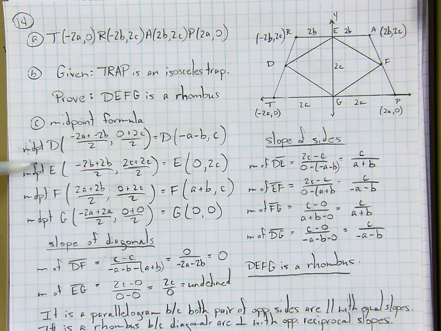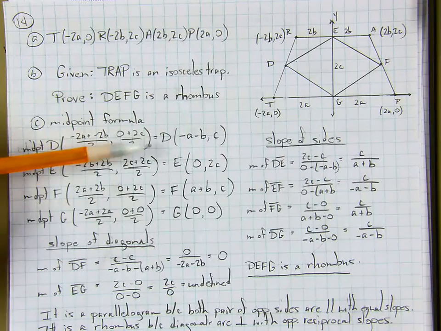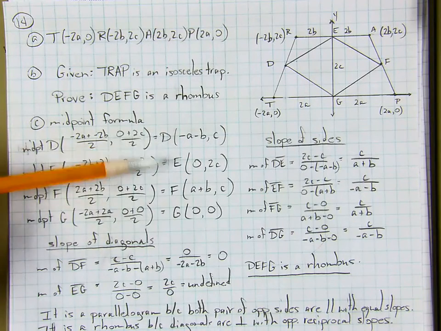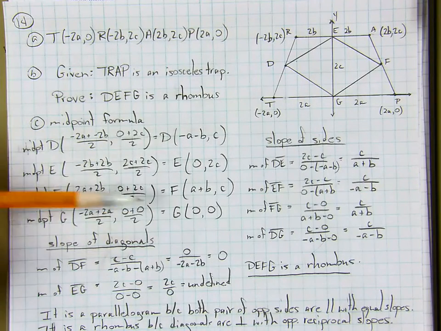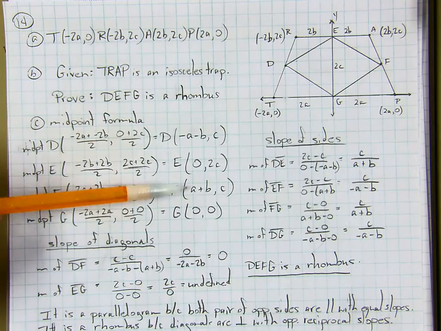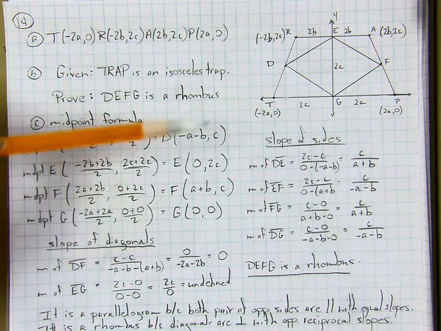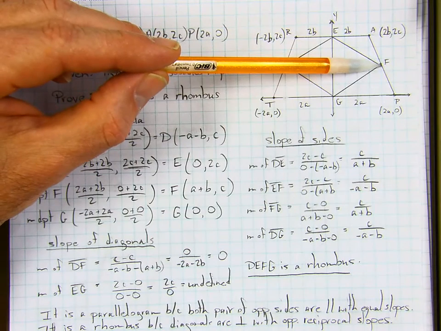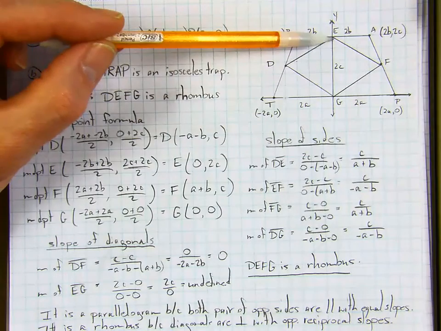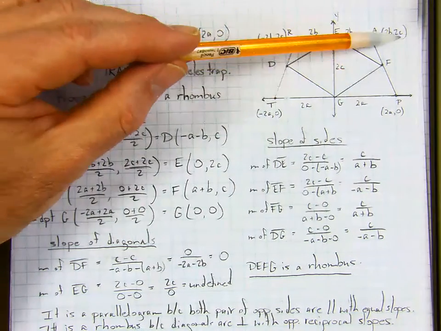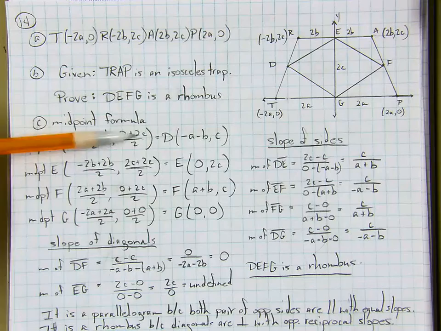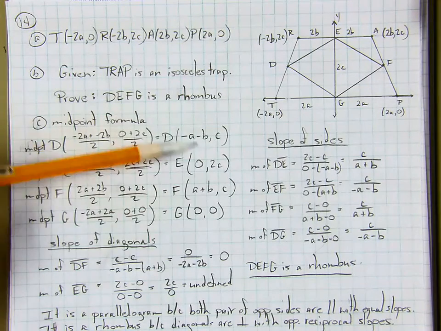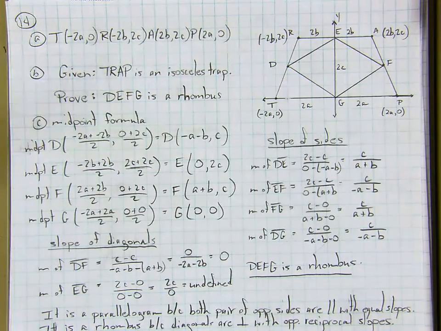But I went ahead and did it just to illustrate how the whole proof would work out. So here are my coordinates of D, E, F, and G using the midpoint. Okay, here are the coordinates. And they make sense. G is 0, 0. F was A plus B, C. And remember, we use these 2's on the coordinates so that when we use the midpoint, we don't have a denominator. We don't have a fraction.